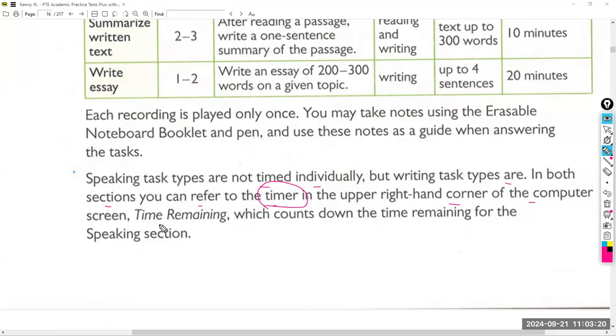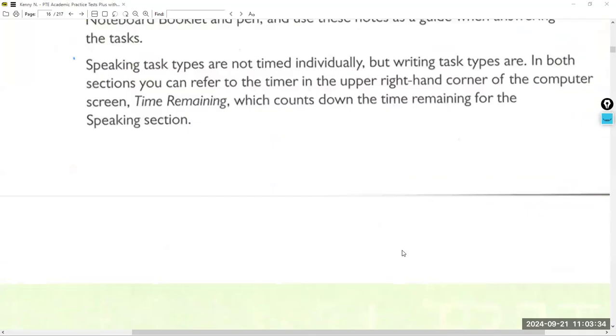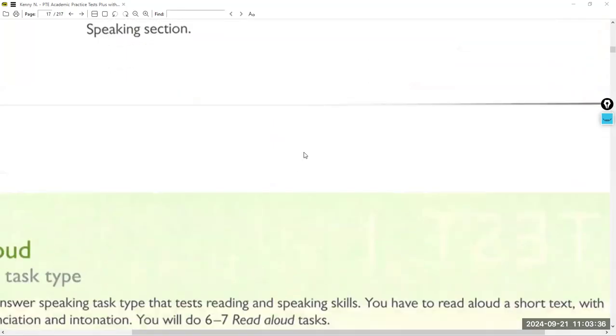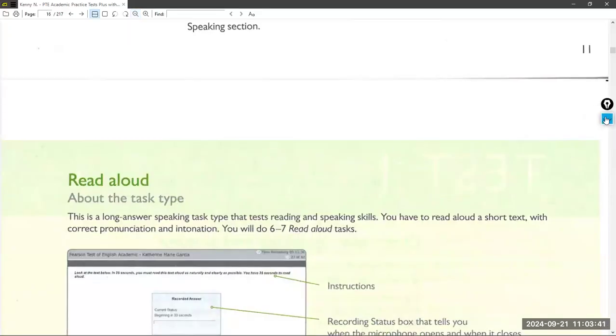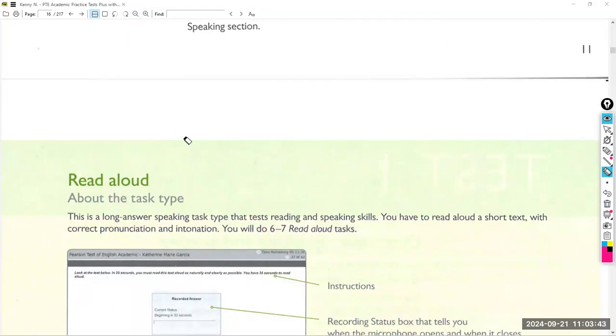Okay. Yes. So, exactly. Time remaining counts down the time remaining for the speaking section. Okay. So this is the overview about the first part, which is speaking and writing. Now, we have to go into details. We have to talk about the first task in speaking and writing in part 1, which is read aloud.